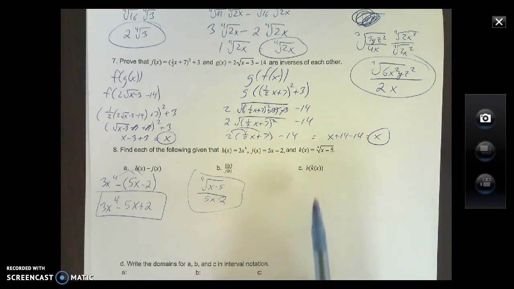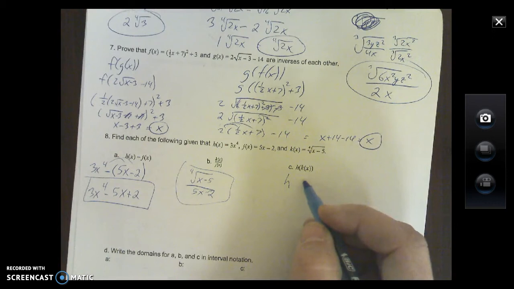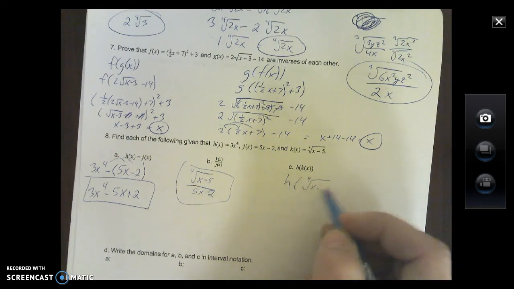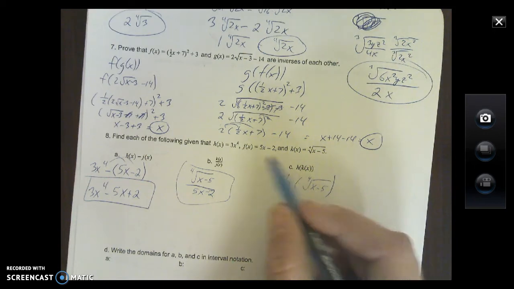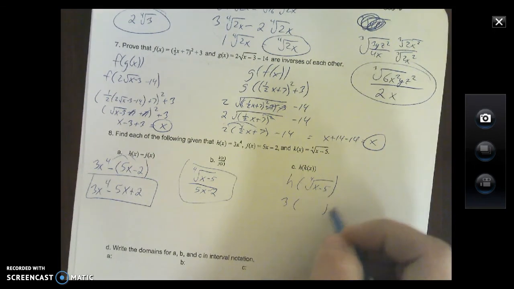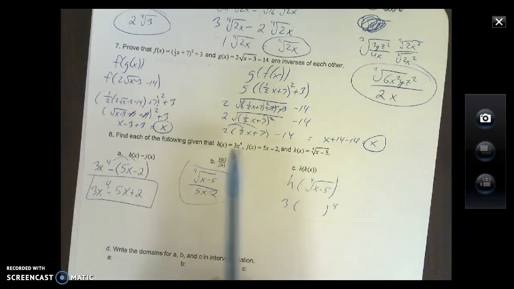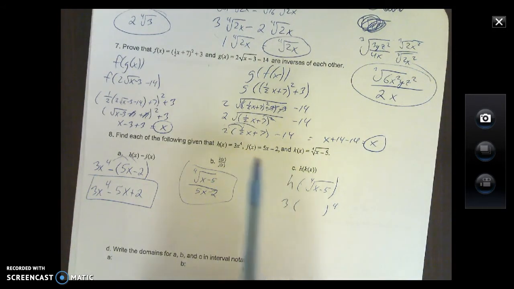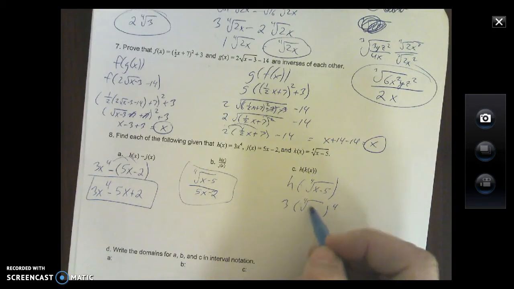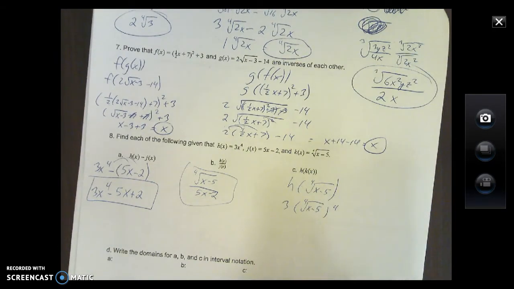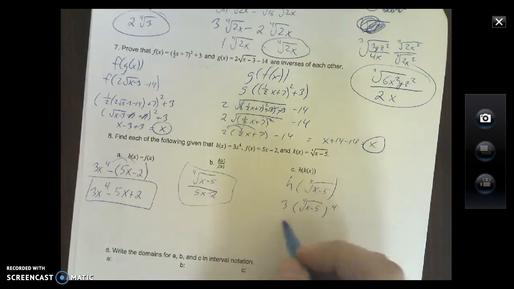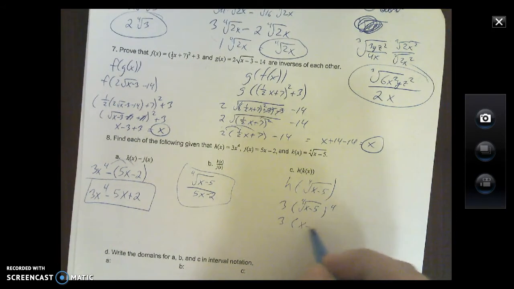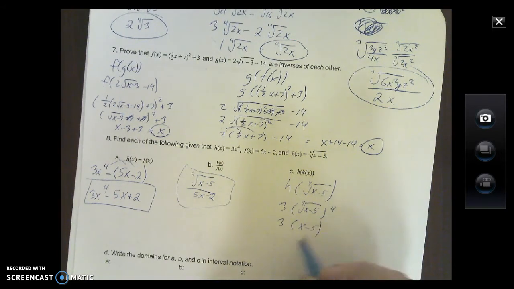Lastly, this is the composition. You're working inside out. The inside is k of x, which is the 4th root of x minus 5. My h of x is 3 times something raised to the 4th power. Can you guys see that? H of x, h is on the outside. So the thing I put in the parentheses is this 4th root of x minus 5. Now, good news. When you raise it to the 4th power, I get just x minus 5 underneath it. And I can distribute the 3 in, 3x minus 15.